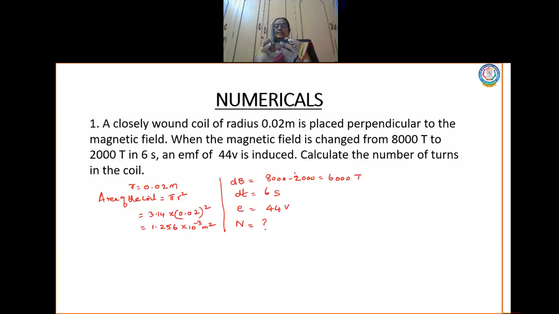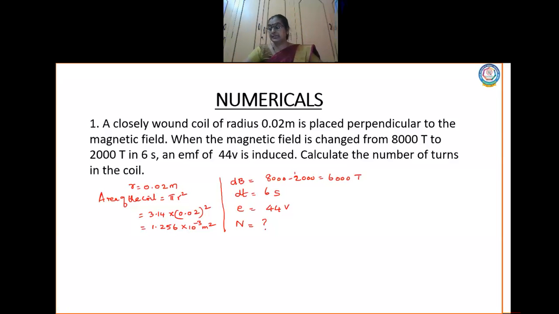Now this coil is placed perpendicular to the magnetic field, right? If the coil is perpendicular to the magnetic field, what about the normal of the coil? The normal also will be like this. So what is the angle between the magnetic field and the normal? The normal is always perpendicular to the plane. So this normal and this magnetic field are parallel to each other. So theta will be 0. This we have already discussed in the orientation of the coil.